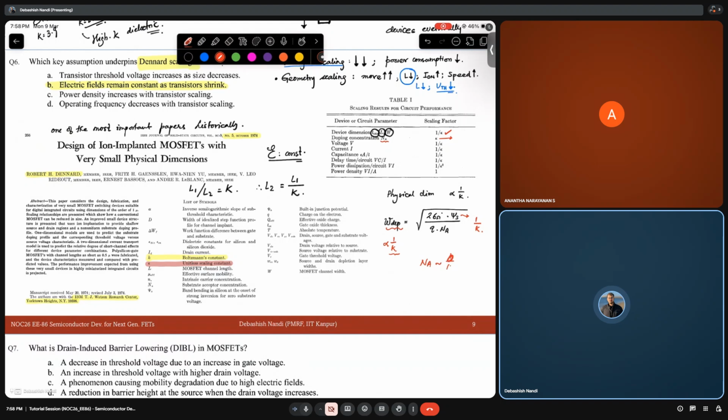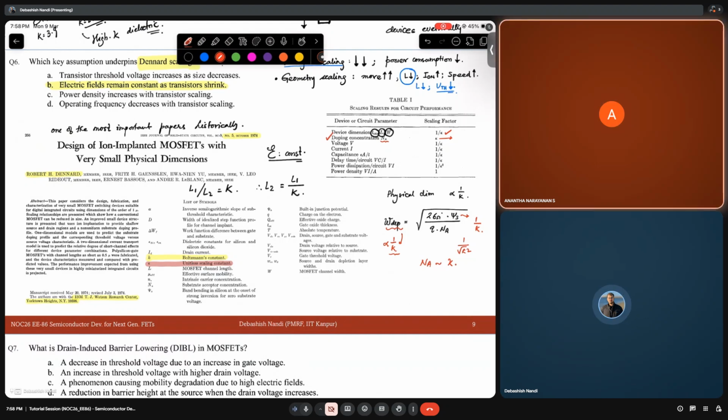Na should be scaled by K, right? Yes, sir. So that it becomes 1 over square root K square, and W depth becomes 1 over K, or scales with 1 by K. That is why doping concentration also needs to be increased.